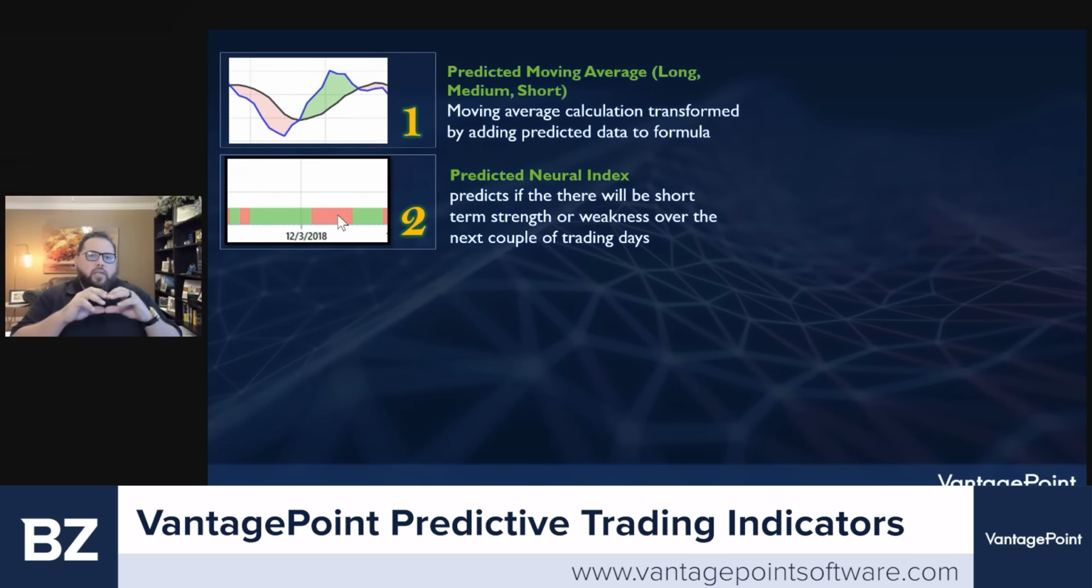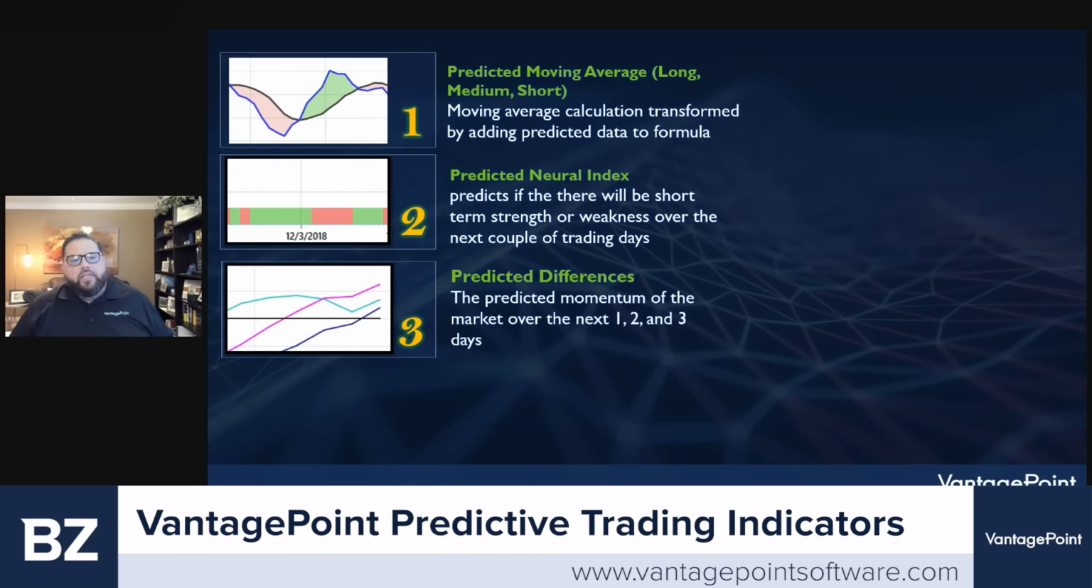This is calculated on its own neural network. So what I'm saying is that this is a completely independent calculation from the predicted moving average. So you've got two calculations being generated by the AI looking at different pieces. One is looking at the trend direction, one is looking at the strength. Now, to take it a step further, let's talk about the next 3 indicators called the predictive differences.